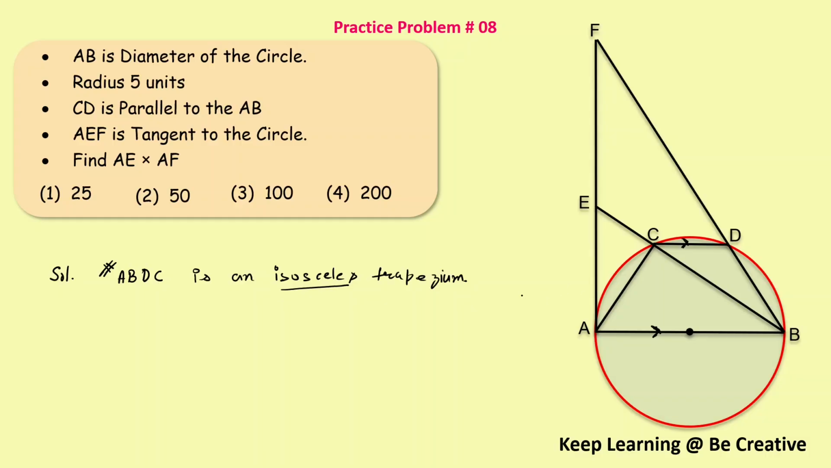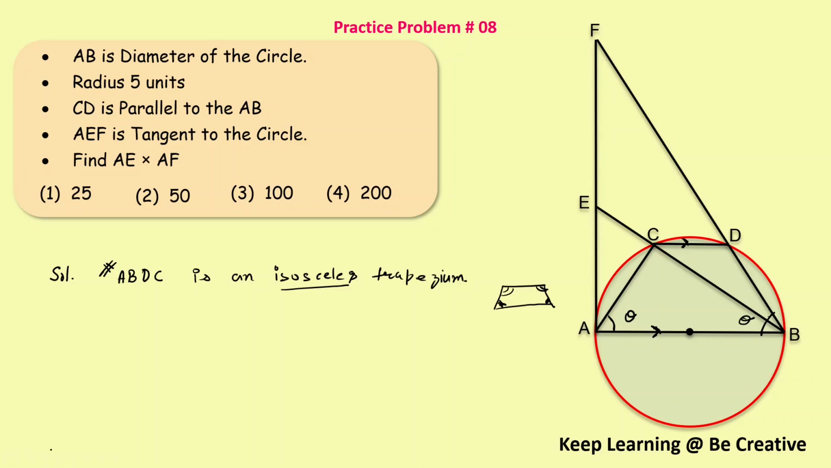Now, what is the property of an isosceles trapezium? In an isosceles trapezium, the non-parallel sides are equal, and the base angles are also equal. These two and these two are also equal to each other. Since I will be needing the angles, I'm going to mark these two base angles equal here. So here I will have angle CAB. Let me mark this as angle theta. So angle DBA will also be theta. So these two angles will be theta.